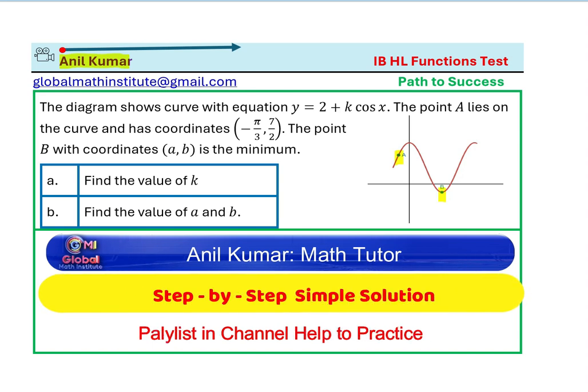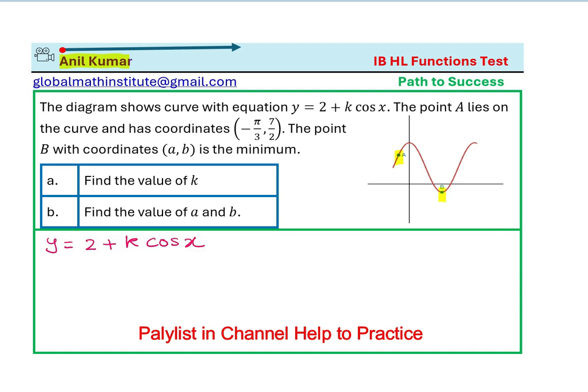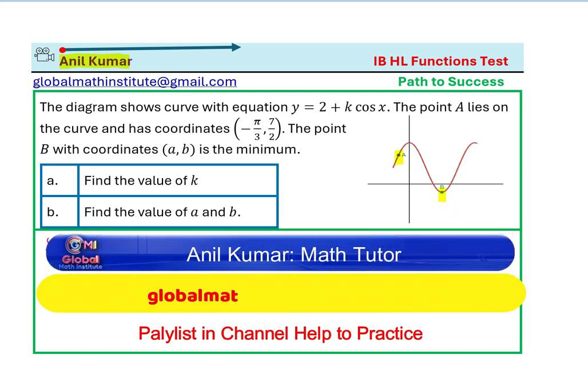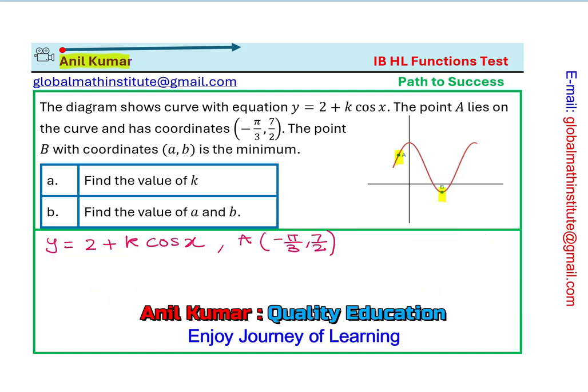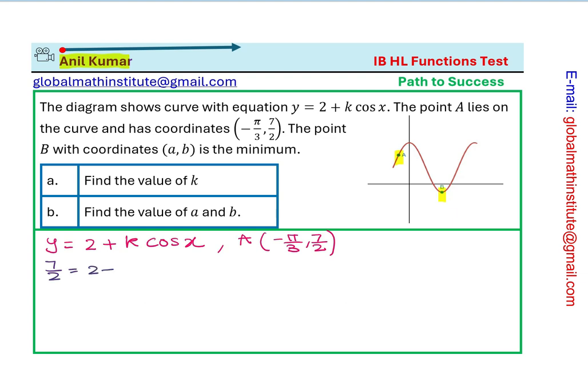Well, we are given the equation which is y equals 2 plus k cosine x. We are also given a point A on the curve whose coordinates are minus pi by 3, 7 by 2. So if I substitute this coordinate point, then I can find the value of k. So that will be our first step. Substituting, we get y value of 7 by 2 equals 2 plus k times cos of minus pi by 3.